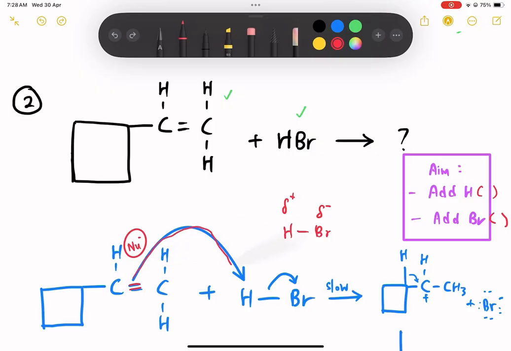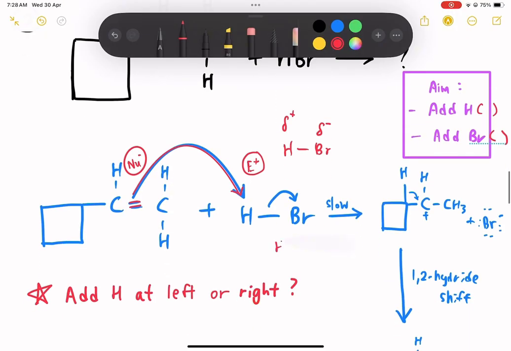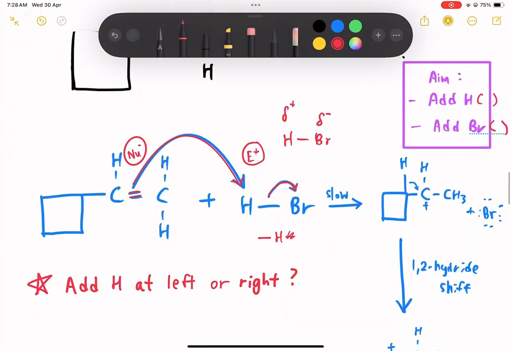nucleophilic pi electron is going to reach to hydrogen, which is electrophile. It is electron poor. Next, when this H has more than one bond, one bond is going to break, and the electron is going to the adjacent atom, which is Br. The resulting compound will form this and Br-.